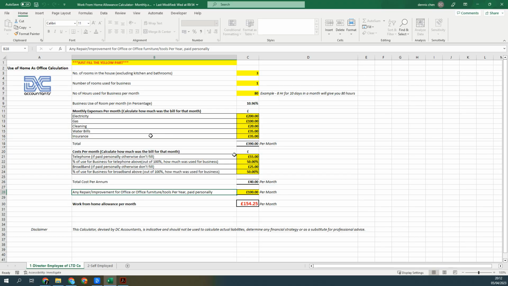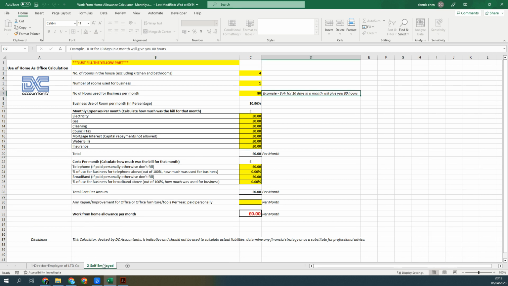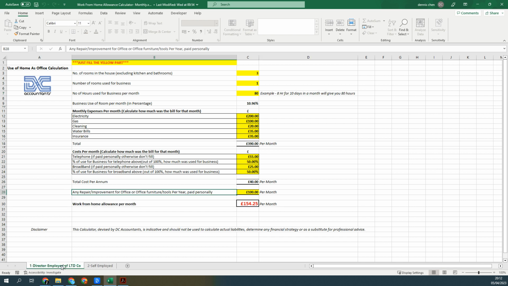As you can see, in this Excel spreadsheet there are two sheets here. One is if you are the director of a limited company, and the other one is if you are a self-employed person or sole trader. So let's jump into it.